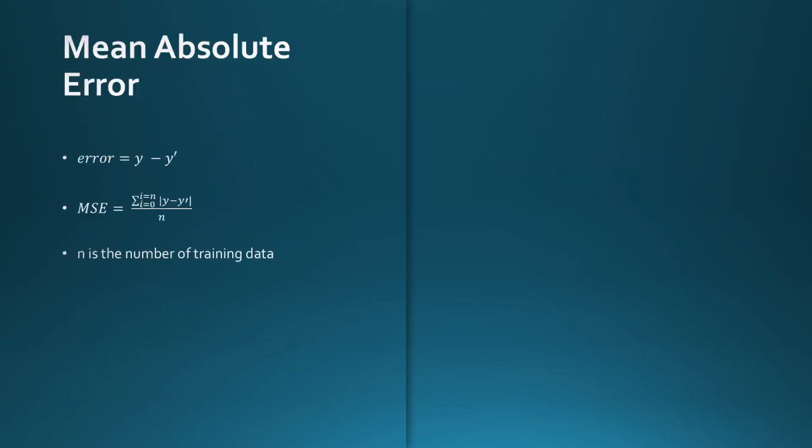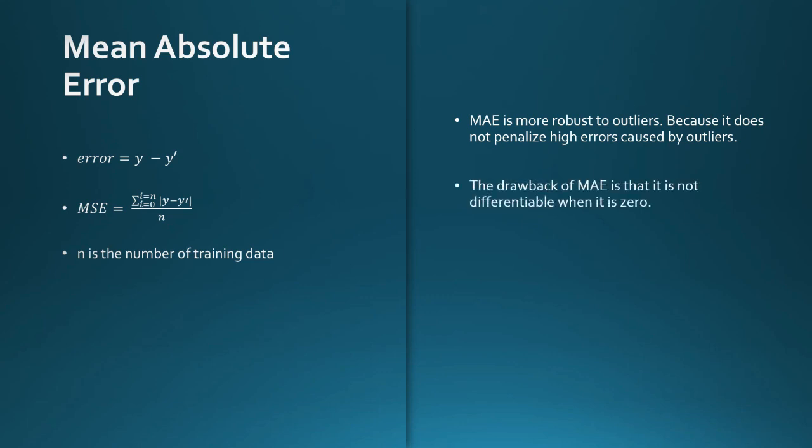The next one is mean absolute error. You can see again we use the error here, y minus y prime, the difference between the actual label and the predicted label. And then we take the absolute value of the error, so negative values do not cancel out the positives. You take the sum of all the errors of the training examples and divide it by the number of training data. Mean absolute error, or MAE, is more robust to outliers because it does not penalize high errors caused by outliers.